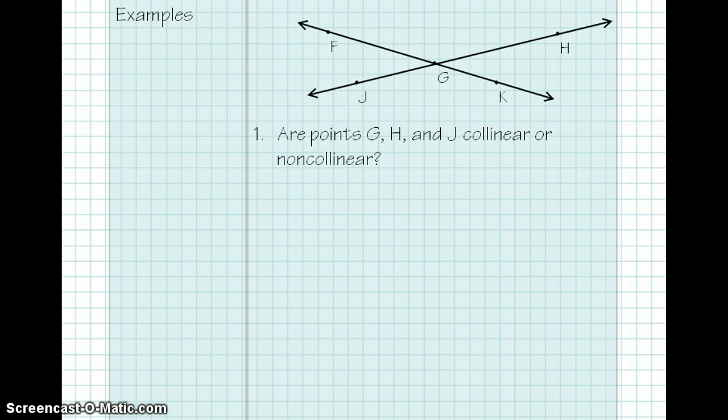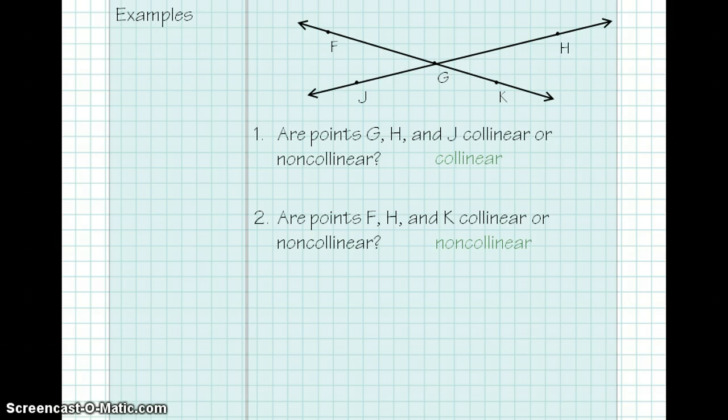So for example, if I've got these two lines intersecting, points G, H, and J are all along one line, so they are collinear. If I look at points F, H, and K, I can't draw one straight line between those three points, so those are non-collinear. Now if I look at the points J and K, even though they're not on the same line, I can still draw a line between them because, again, I can draw a line between any two points, so those two points are collinear.